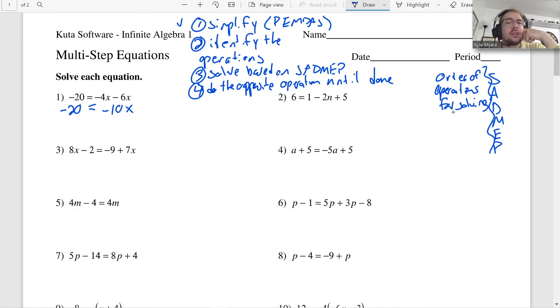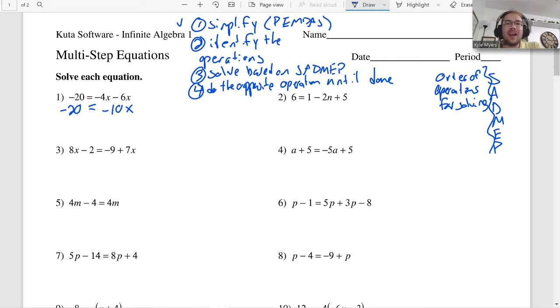Then you want to focus on your x or whatever your variable is. In this case, we have 1x on the right, and there's only one thing stopping us from having x by itself, and that's that it's multiplied by negative 10. So there's only one operation, and I don't really need to worry about step 3. Step 3 is just ordering your operations, but there's only one way to do one thing.